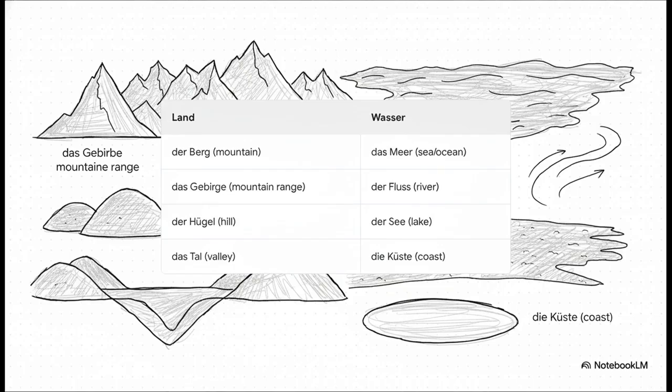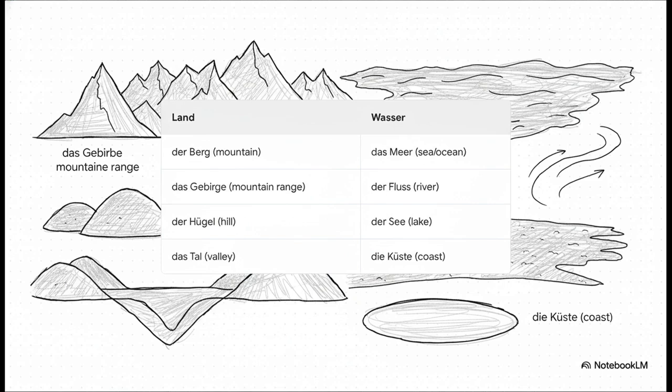Let's break this down into land and water. On land, you might see one single mountain, der Berg, but a whole chain of them is das Gebirge. That Ge prefix is a good clue that it's a collective group. You'll also see a rolling Hügel or hill, and the Tal, the valley down below.